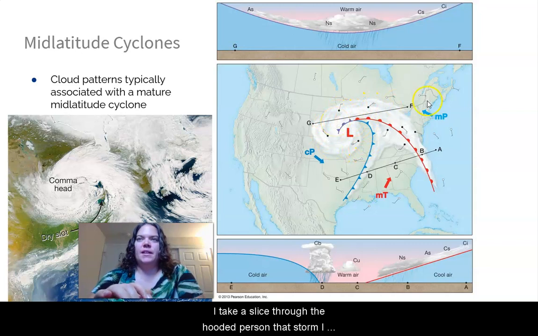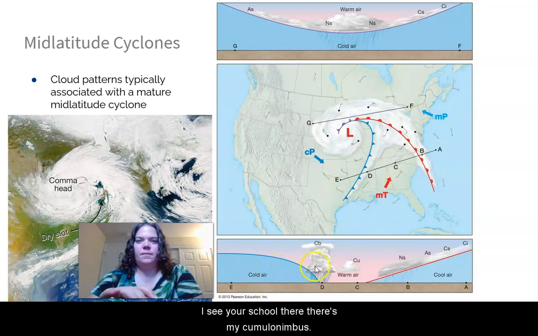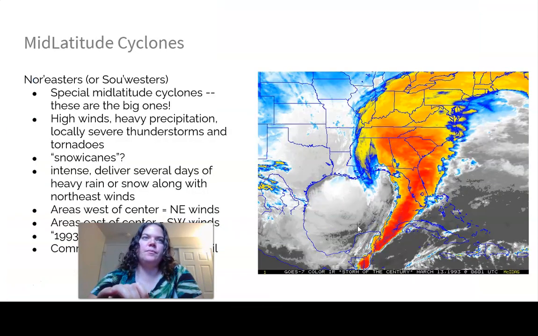So if I take a slice through the occluded portion of the storm, I see all the warm air has been lifted. So none of it is reaching the surface, all cold air at the bottom. And through the warm sector of the storm, I see here's the cold air. There's my cumulonimbus, right? Cold front weather. Here's the warm air in the middle, and then there's my warm front out here.